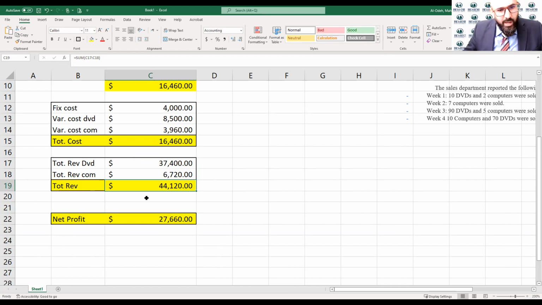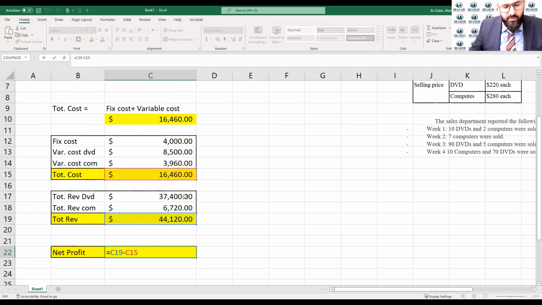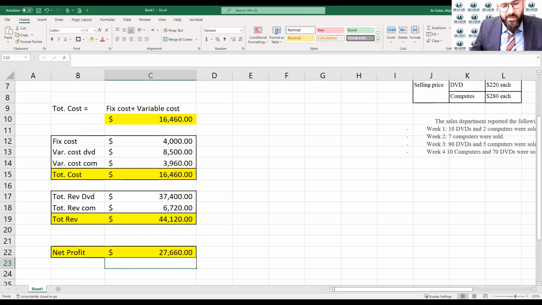44,120. So now the last step is to subtract the cost from the revenue, which is C19 in my sheet, minus the 16,460, and that will give you a net profit of 27,660. All right, that's what they're making based on the data given to us.